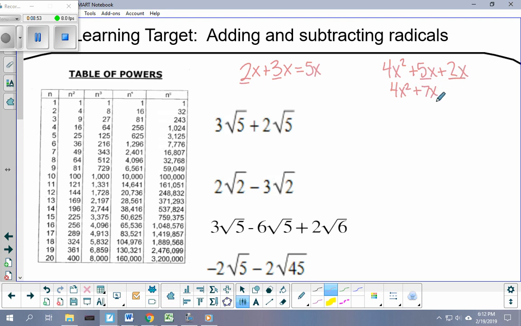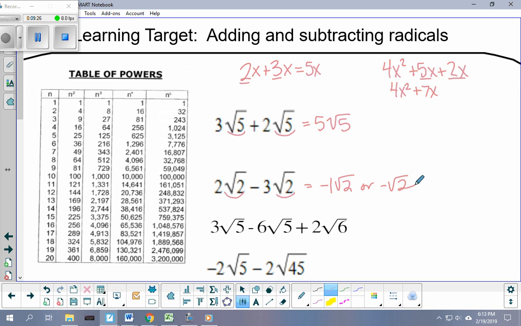So when we add radicals using that same concept, 3 times square root of 5 plus 2 square root of 5, when the square root of 5s are the same, you add the numbers in the front. So you would have 5 times the square root of 5. Here's another example, 2 root 2 minus 3 root 2. The root 2's are the same, so we take 2 minus 3. You get negative 1 root 2, or you could just write negative root 2.